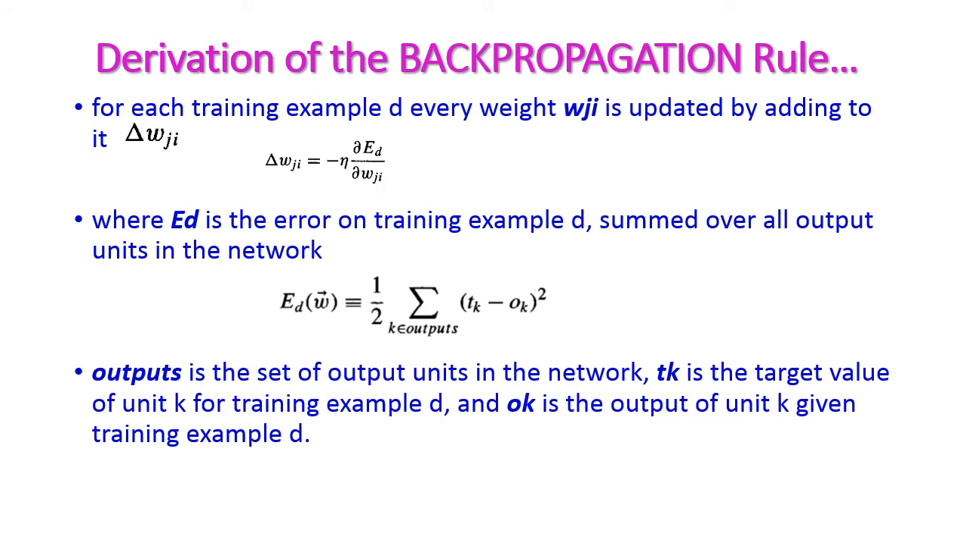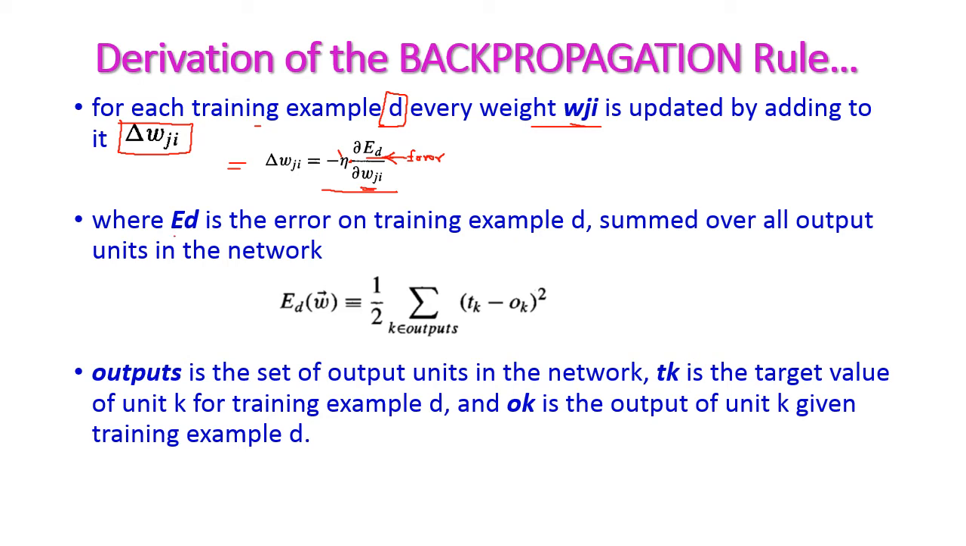Here for each training example D, we need to update the weight wji. How do we update this weight? By adding this delta wji. Computing delta wji is minus learning rate into dEd by dwji. Ed is nothing but the error of this corresponding weight.